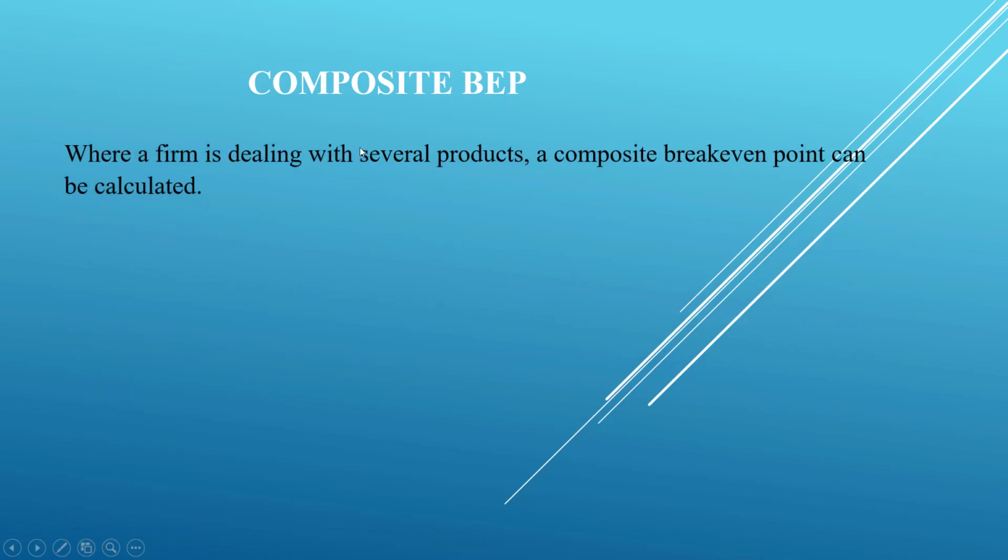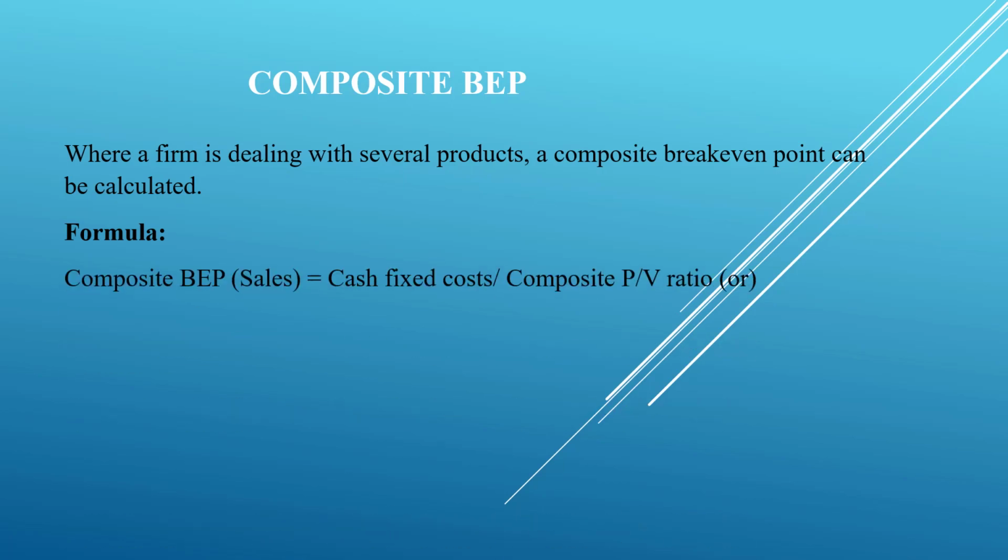Next, where a firm is dealing with several products, a composite break-even point can be calculated. Now, what does it mean? That means in composite BEP, for calculating the composite or combined BEP, we have a formula. Okay. Now, what is the formula? Break-even point sales is equal to cash fixed cost divided by composite PV ratio.